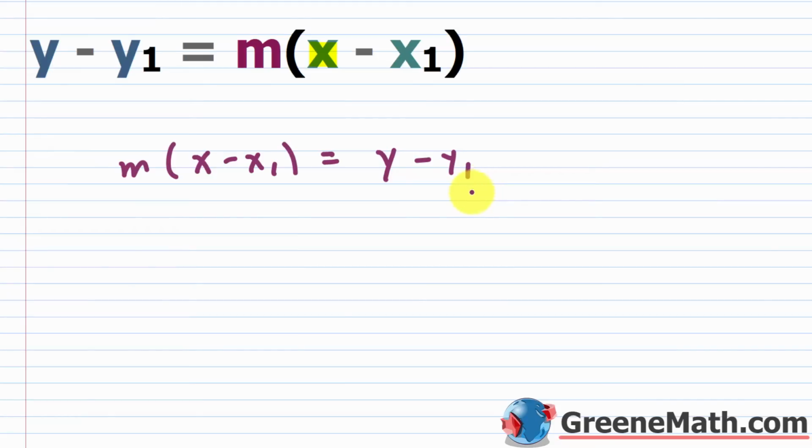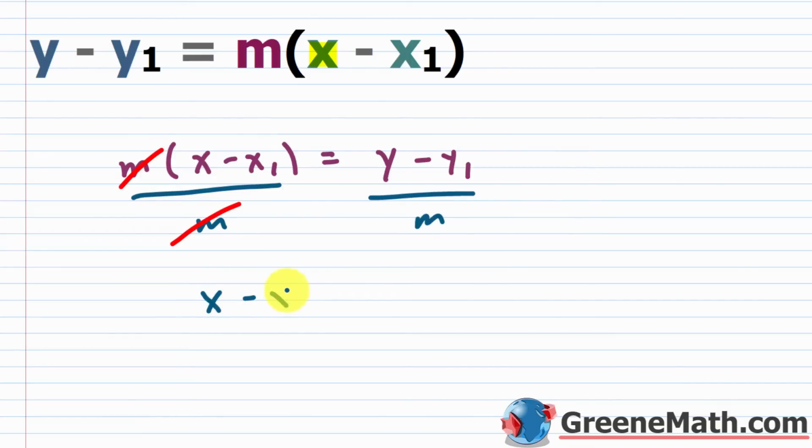sub 1. And the first thing I'm going to do, since I'm trying to solve for x, you could use your distributive property and multiply m by x and then m by this negative x sub 1. But I think it's a lot quicker to just divide both sides of the equation by m so that we can just clear that and not have to worry about it. So that's going to cancel, and then it becomes pretty simple what I need to do. I have x minus x sub 1 is equal to y minus y sub 1 over m.